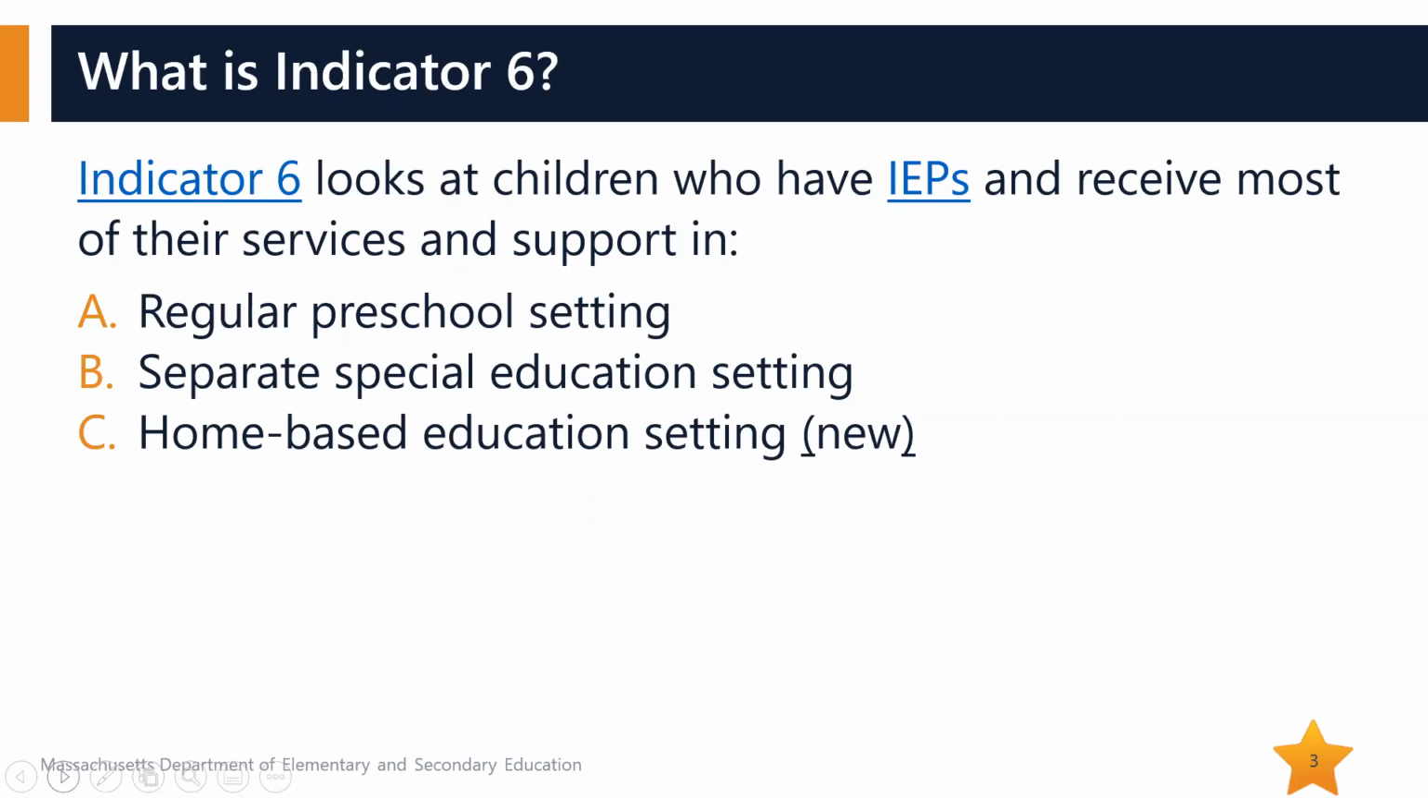Indicator 6 looks at the percentage of children with IEPs, or individualized education programs, who receive most of their educational services and support in A, regular preschool settings, B, separate special education settings, or C, home-based education settings. 6C, home-based education setting, is a new sub-indicator.